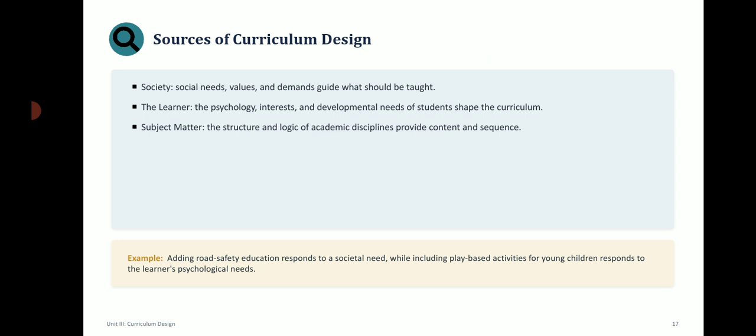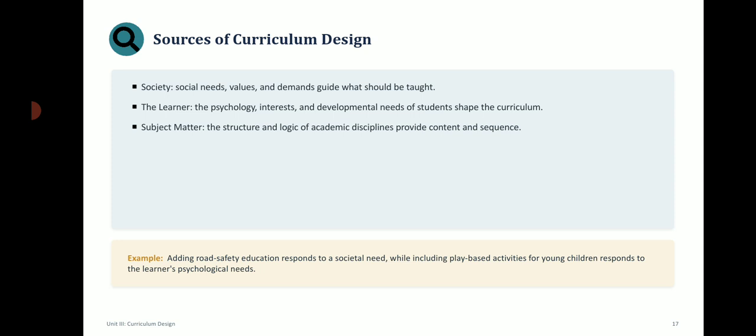So now we should know the sources of curriculum design. Where do the sources come from? There are five sources that we can divide: knowledge as a source, learner as a source, science as a source, society as a source, and external and divine source. These are the sources mentioned. When it comes to society, social needs and values guide what should be taught.